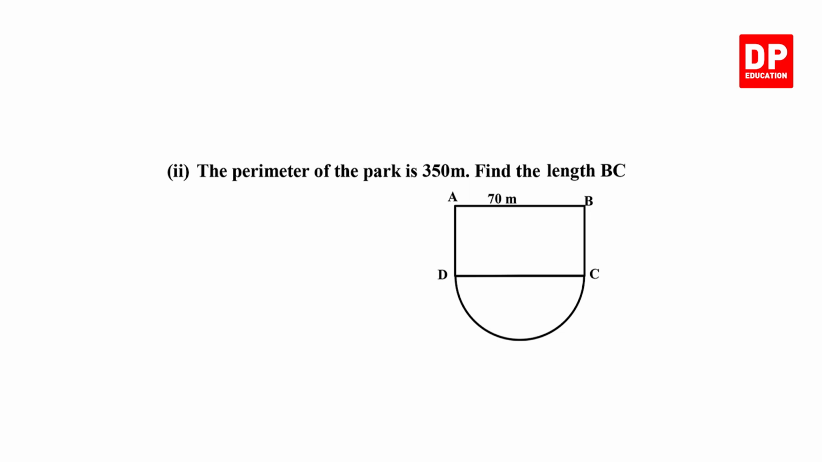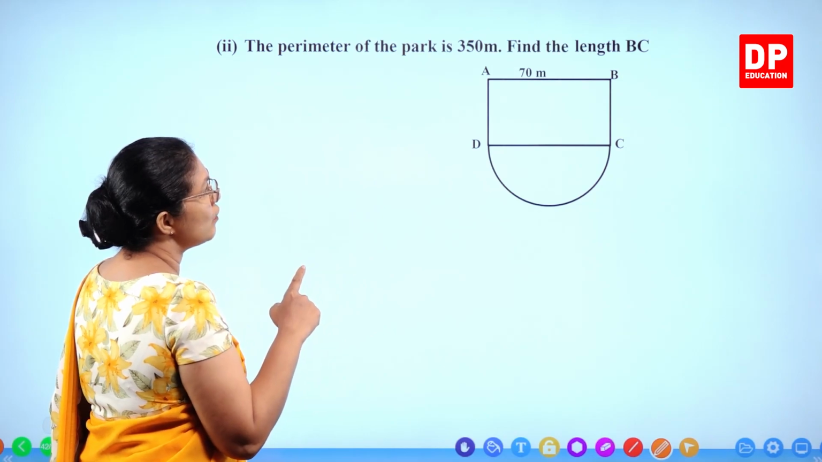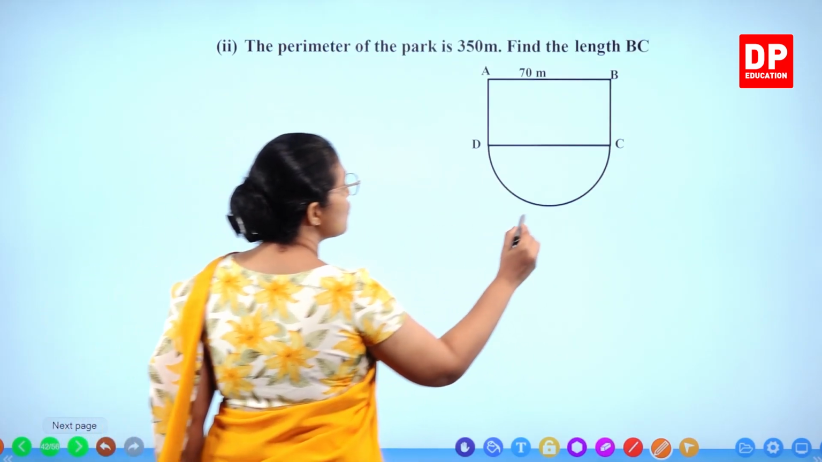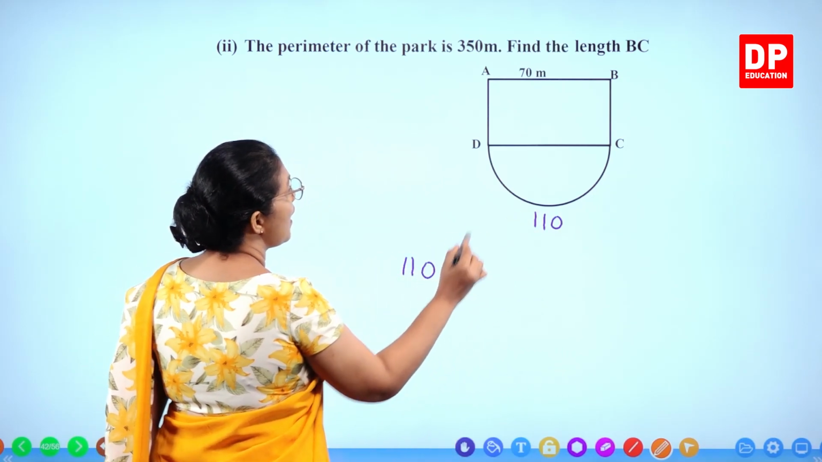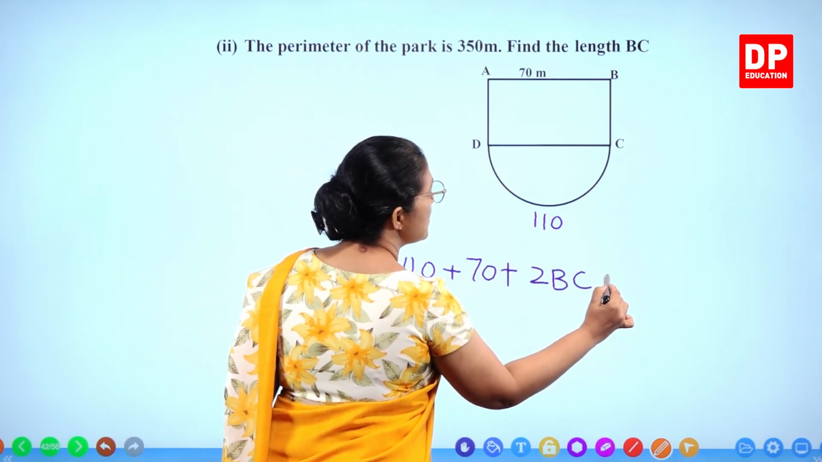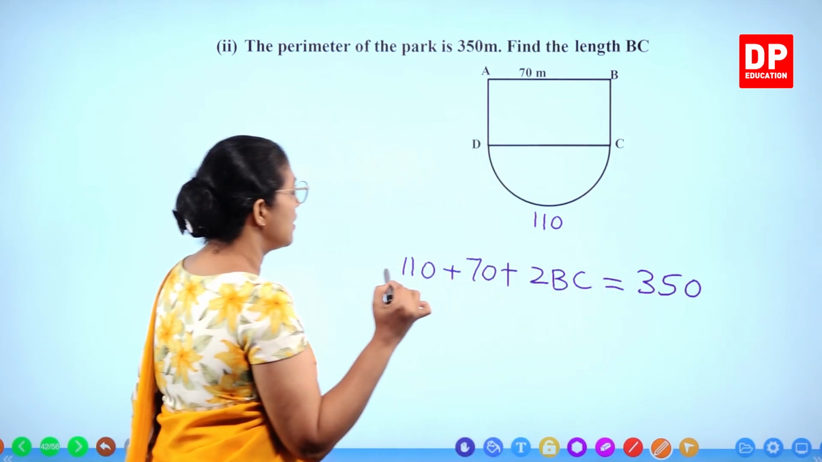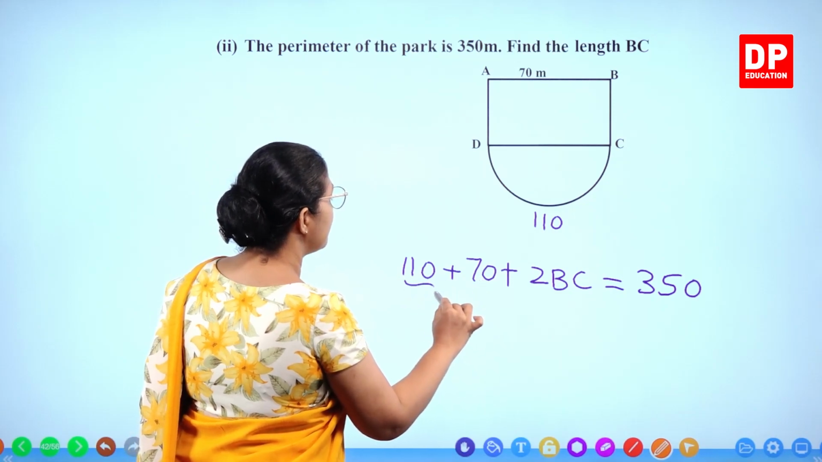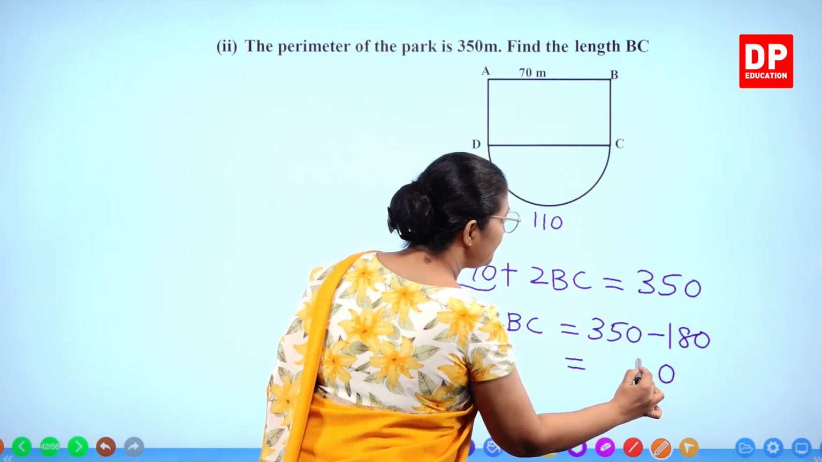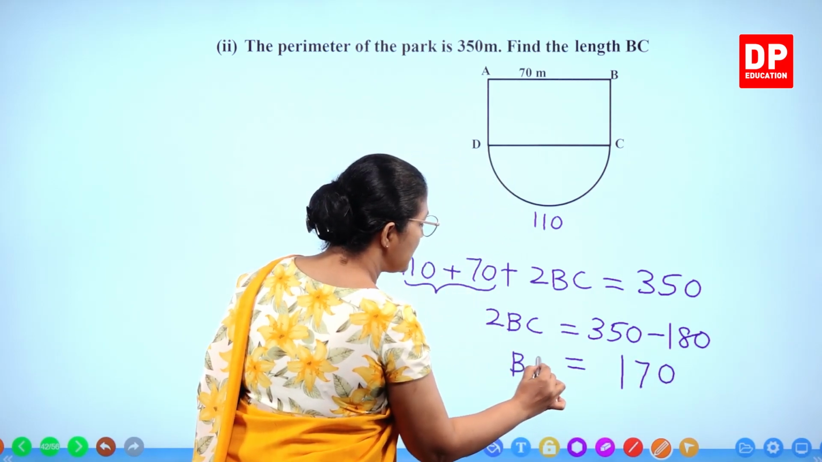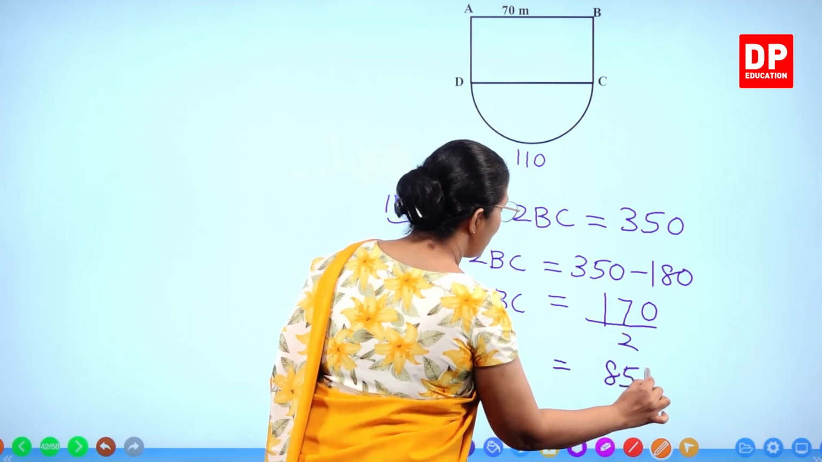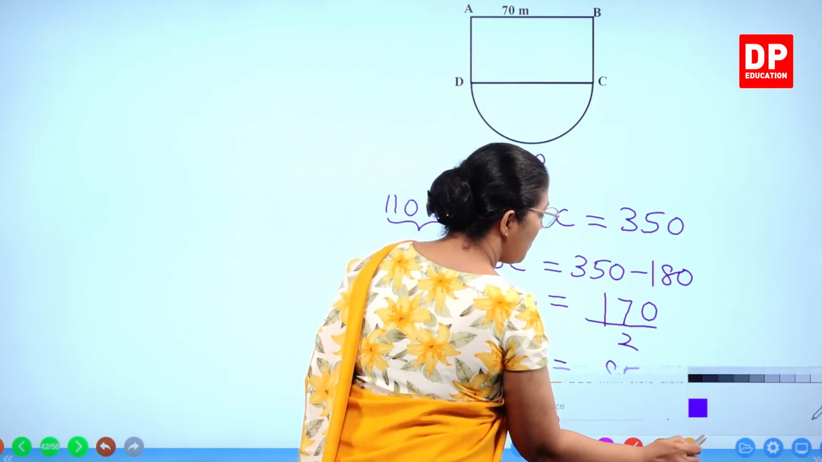Question number 2, next part. The perimeter of the park is 350, the whole thing, outer length. Find the length of BC. So we found 110. So 110 plus 70 plus this length, and this length are the same. So we can write 2 BC. 2 times BC is equal to 350. So 110 and 70, 180. So 2 BC is equal to 350 minus 180. So subtract, 170. So what is BC? You have to divide this by 2. So you get 85 meters is the BC length.